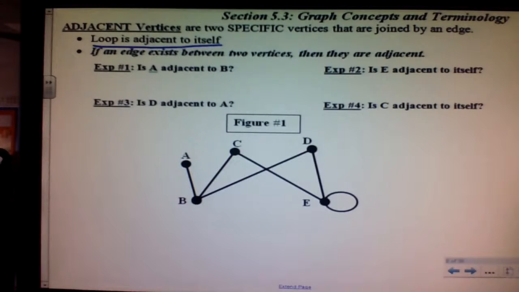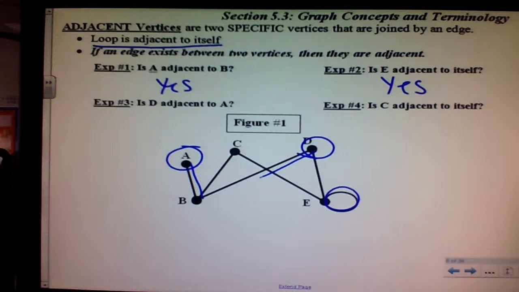Okay, so example 1 says, in this picture, is A, B adjacent? Yes. There is a line that connects from A to B. Would you consider E adjacent to itself? Yes. There is a loop at E. Again, you're only adjacent to yourself if there is a loop there. Is D adjacent to A? No. In order to get from D to A, I would have to travel through another point. So they are not adjacent.